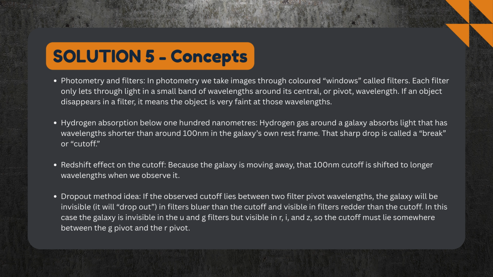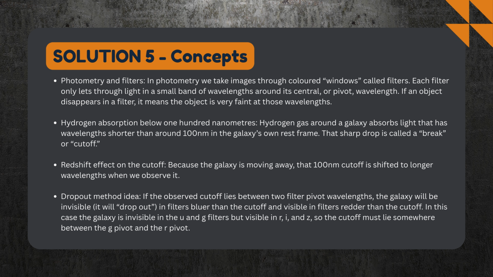Short explanation of the ideas you need. Photometry and filters. In photometry, we take images through colored windows called filters. Each filter only lets through light in a small band of wavelengths around its central or pivot wavelength. If an object disappears in a filter, it means the object is very faint at those wavelengths. Hydrogen absorption below 100 nanometers. Hydrogen gas around a galaxy absorbs light that has wavelengths shorter than around 100 nanometers in the galaxy's own rest frame. That sharp drop is called a break or cutoff.